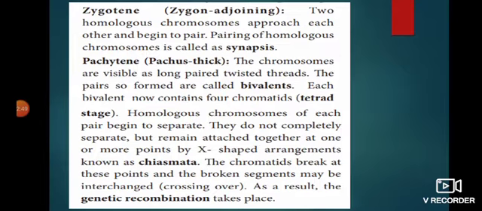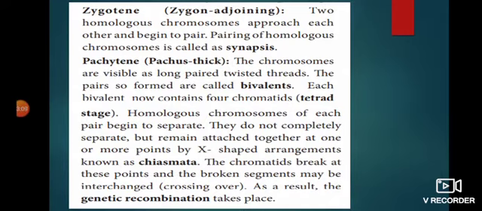The second stage is zygotene. Zygon means adjoining, placed nearby each other. Two homologous chromosomes approach each other and begin to pair. This pairing of homologous chromosomes is called as synapsis.